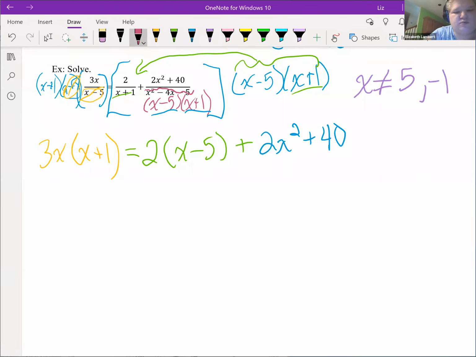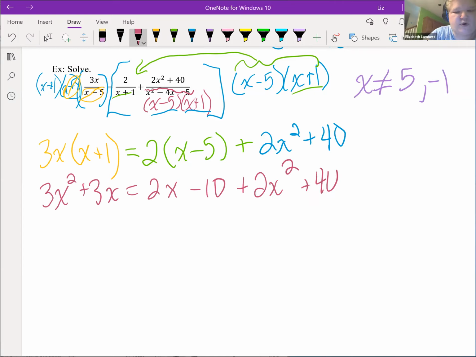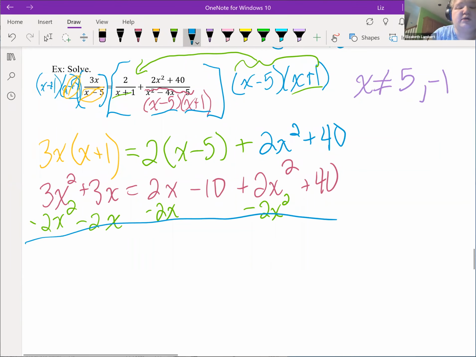All right, so let's start cleaning this up. 3x squared plus 3x equals 2x minus 10 plus 2x squared plus 40. I'm going to go ahead and move some of these. 2x squared and the 2x. Actually got rid of quite a bit. So it's x squared plus x. And then on this other side, I have the minus 10 plus 40 is going to give me a positive 30. And now I can move the 30 over.